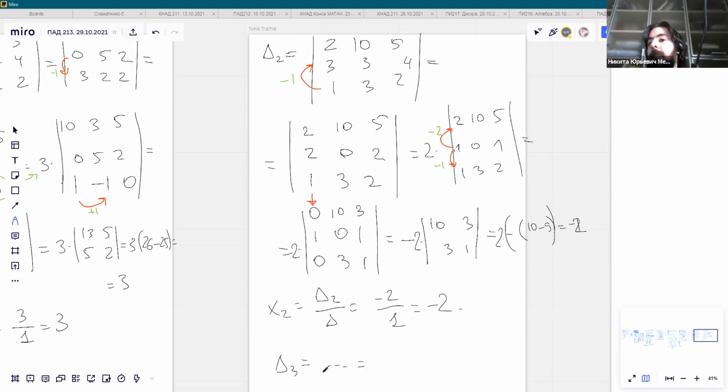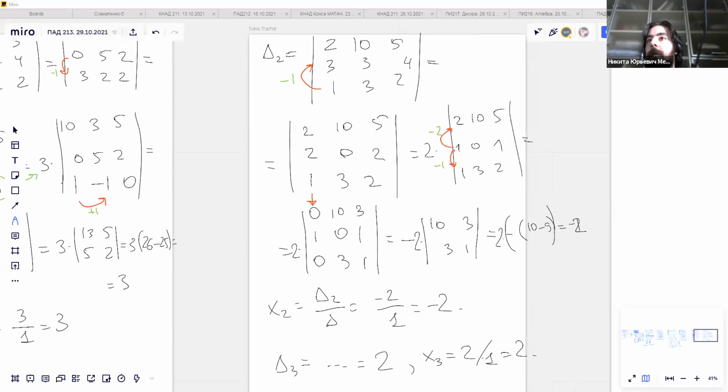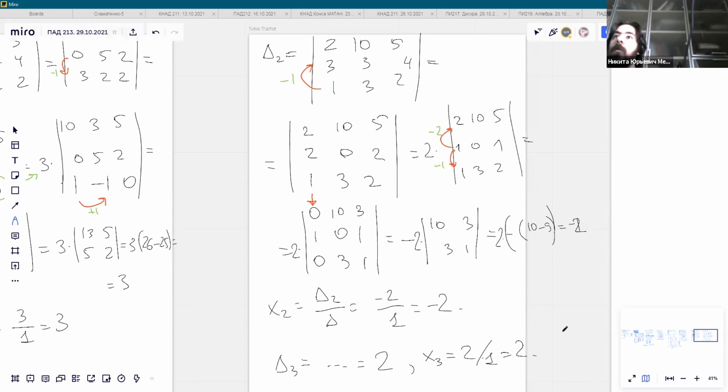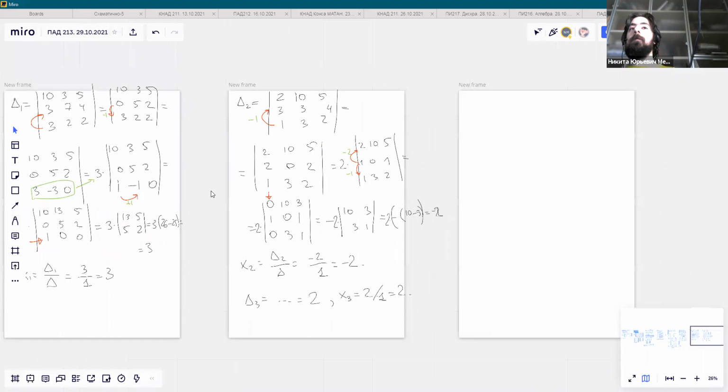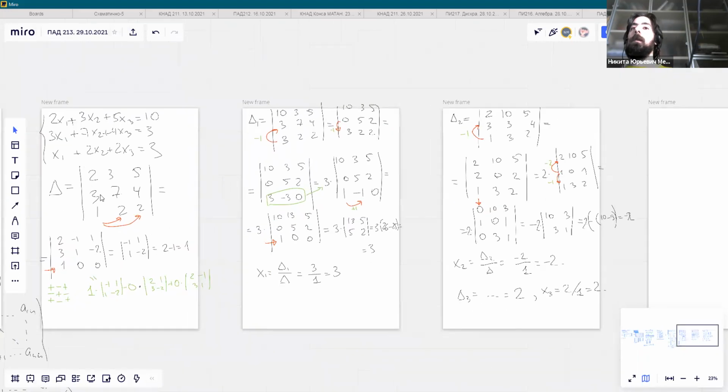I can similarly find delta 3, let me skip it. As far as I remember, it equals 2. At least that's what my notes say, and that's what Alex says, so maybe everything is fine. Okay. So we have completed the exercise. It took only 3 slides, and we finally found the solution of this original system: x1 equals 3, x2 equals -2, x3 equals 2. Questions?